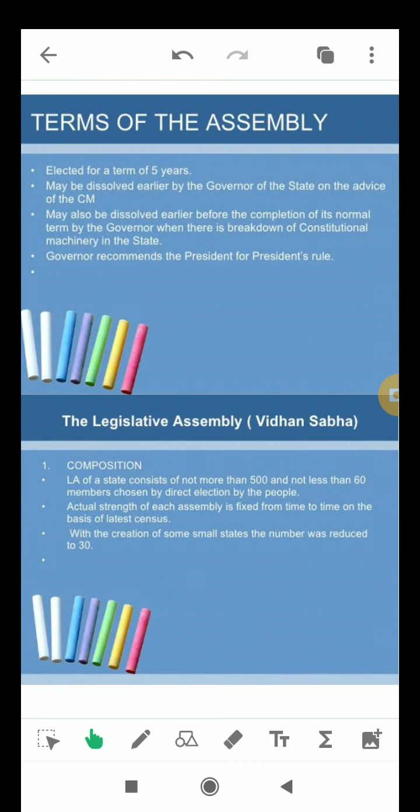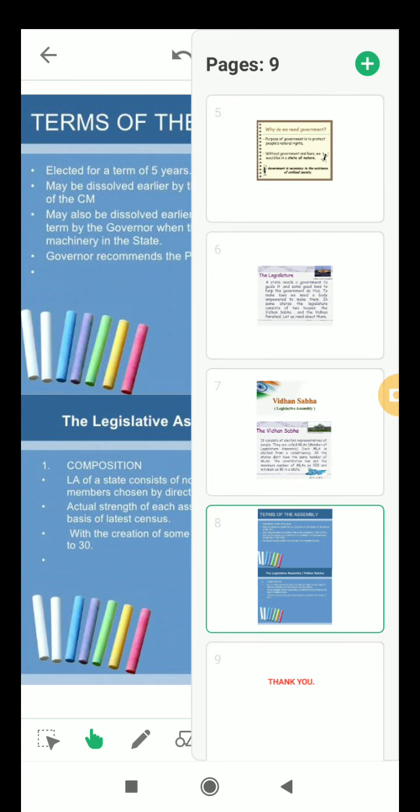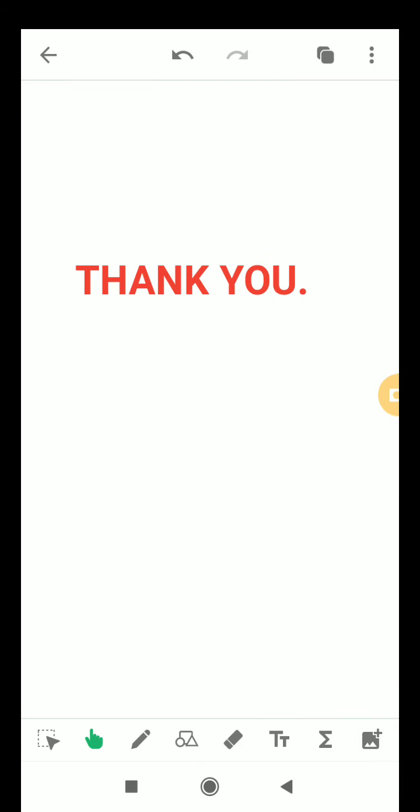So this is all about state legislature, or legislative assembly, that means Vidhan Sabha. In our next video, we will know about Vidhan Parishad. Till then, go through the chapters.